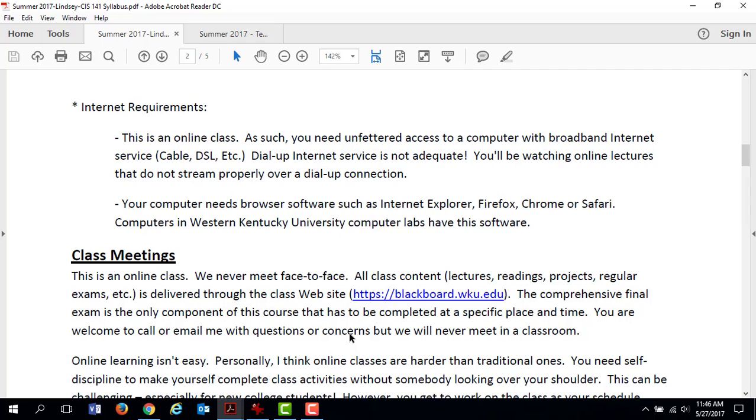So your cable, DSL, even satellite, something that's going to be faster than dial-up, because we live in a rural state, and there are plenty of places around here where you basically can't get broadband unless you go with satellite, which can be quite expensive. And so if you're in that situation where you don't have broadband, you may want to think twice about taking this class, because all of the lecture content is delivered that way. The tests are delivered online.